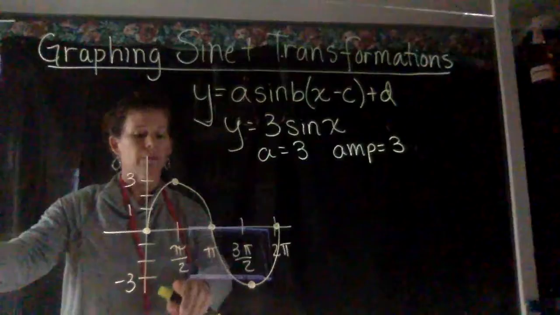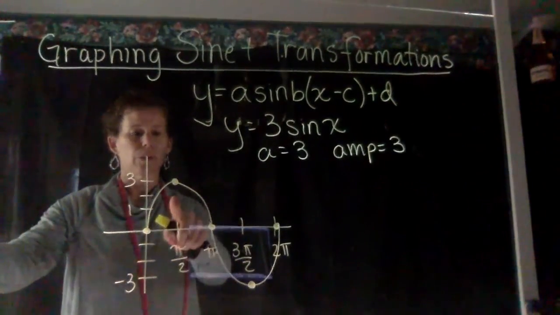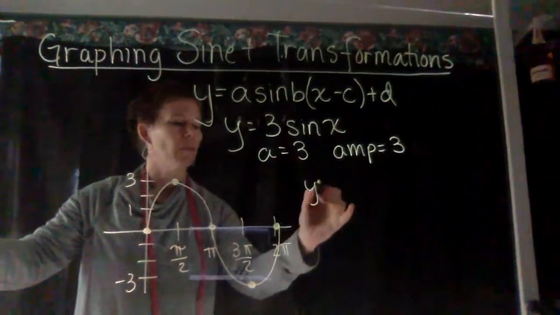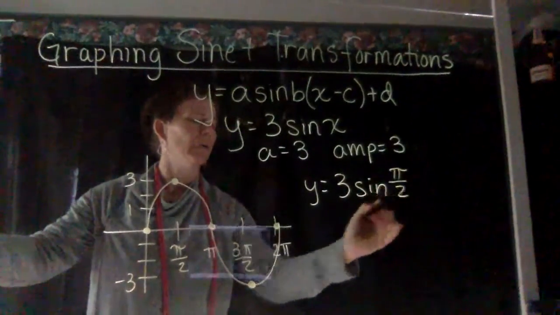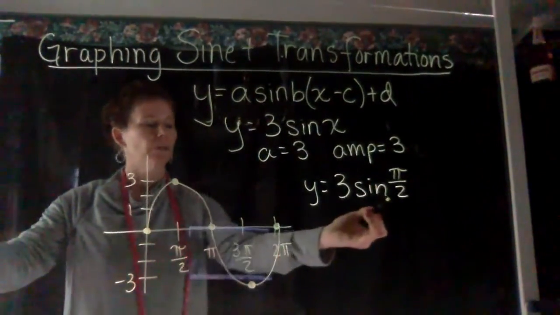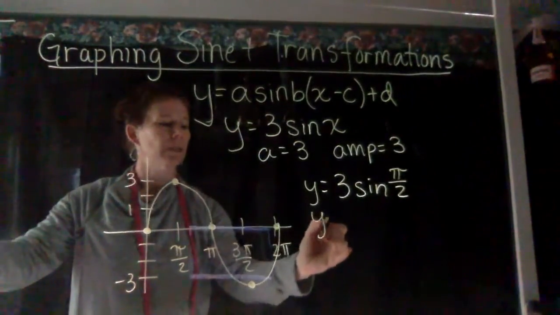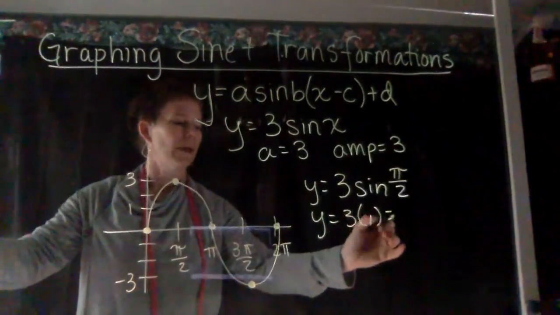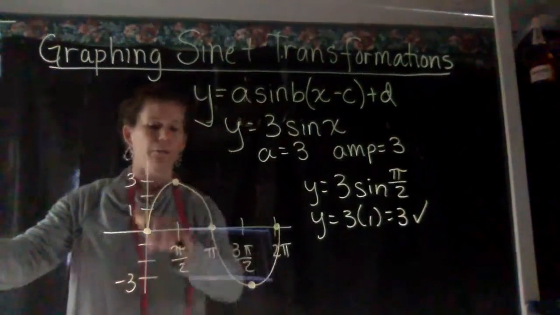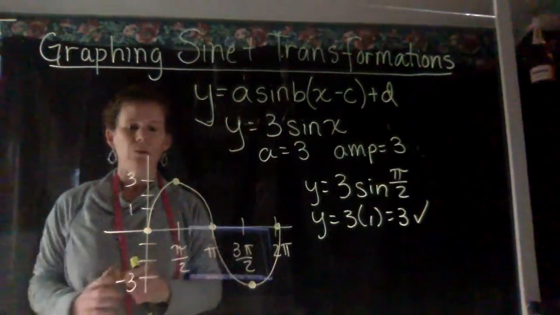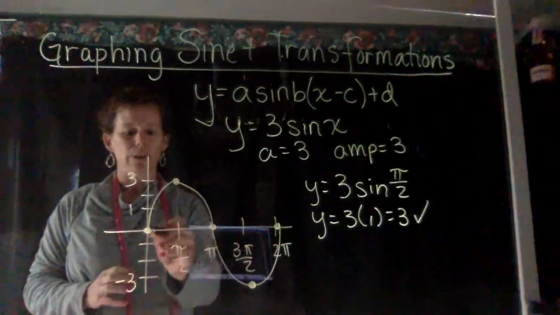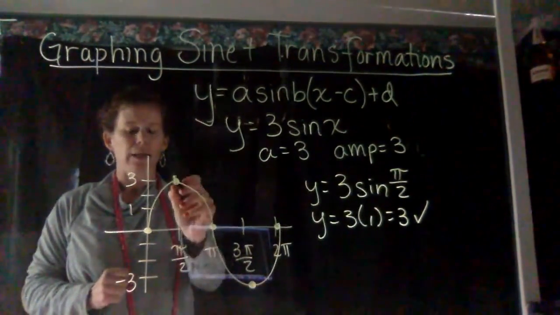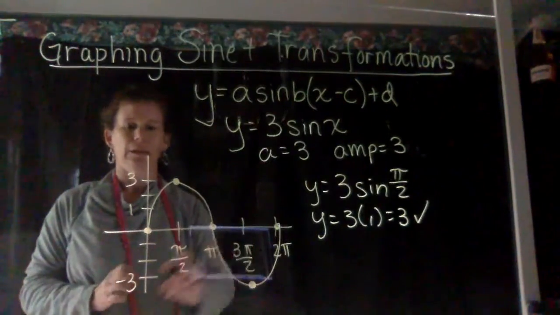If we want to check this point pi over 2 comma 3, I can plug that in. So y equals 3 sine of pi over 2. Well, the sine of pi over 2 is 1, and 1 times 3 is, in fact, 3. So that one does work. So when you change your a value, you're changing your amplitude. Remember, your amplitude is the distance between your midline and your maximum, and your midline and your minimum.